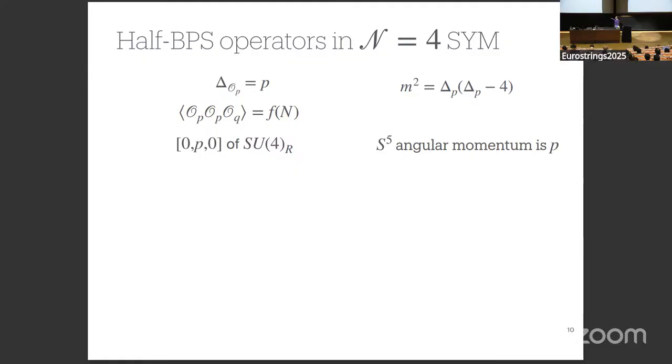I wanted to mention that the 3-point function of 2 half BPS operators with another half BPS operator is just a function of n. Here I didn't put any lambda, not because it's a typo, but because this object depends on the central charge, on the rank of the group, but doesn't depend on the coupling constant. So this does not depend at all on lambda. Those are dual to states in AdS, and the mass is related to the dimension, and p is related to the angular momentum.